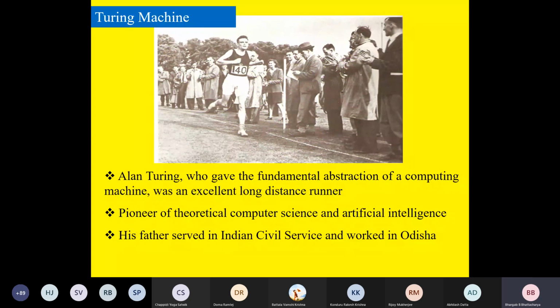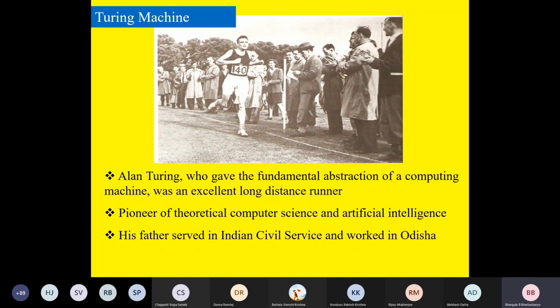Before that, this is an important, look at this picture. You might recall that Alan Turing, who introduced the theory of computability, was an English mathematician and computer scientist. Apart from that, he was an excellent long-distance runner, right? And not only was he a pioneer of theoretical computer science, he also introduced the basic concept of artificial intelligence long ago. Now, incidentally, Alan Turing has a certain connection to India. His father served in the Indian civil service.